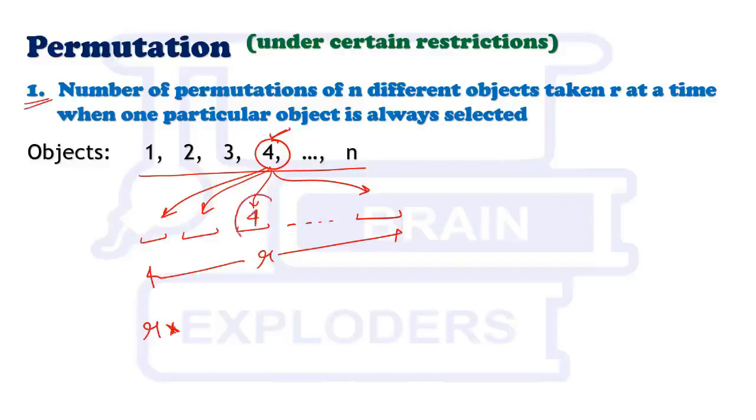Now this place is already occupied. In the remaining we have only r minus 1 places left. In those r minus 1 places we have to fill the remaining objects, and since we have n minus 1 remaining objects, our question is to select r minus 1 objects from n minus 1 objects and find their permutation. And we have discussed in the video that it can be found by n minus 1 P r minus 1. So these are the number of permutations in which n different objects taken r at a time when one particular object is always selected.